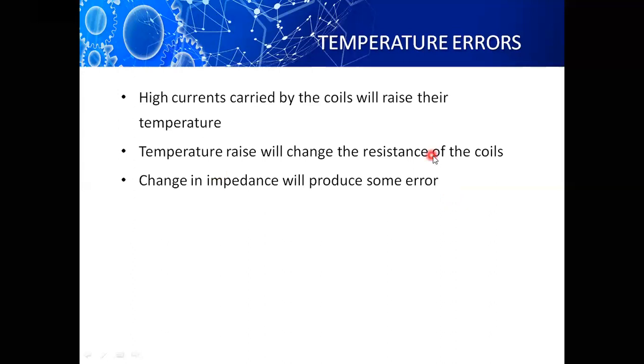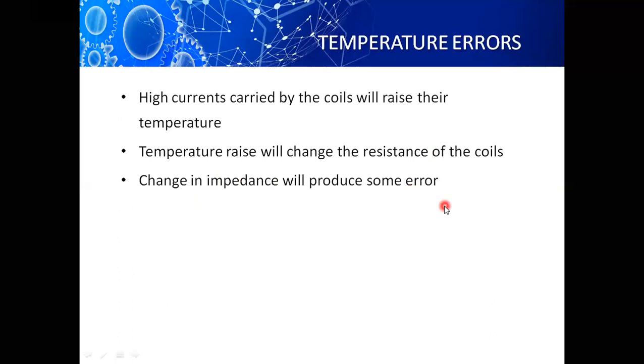When R is changing, a change in impedance will be there. When impedance is changing, we'll have different currents flowing compared to normal conditions. Then because of different I1 and I2, the deflecting torque will automatically change, and hence the pointer will not show the same value which it used to show in normal conditions.